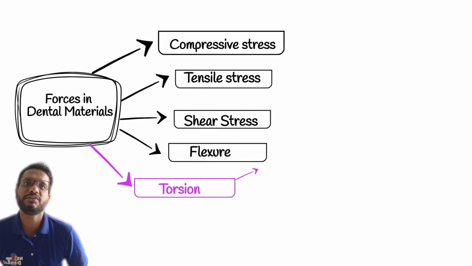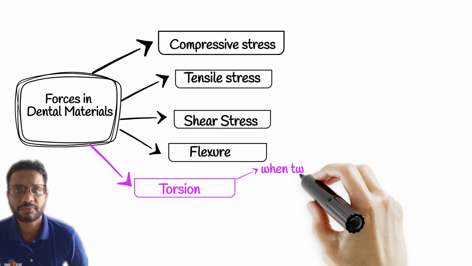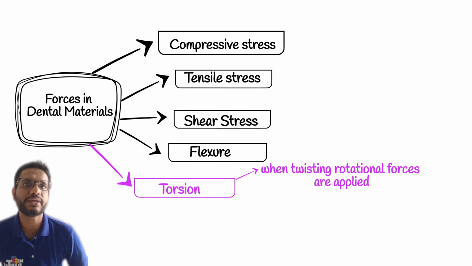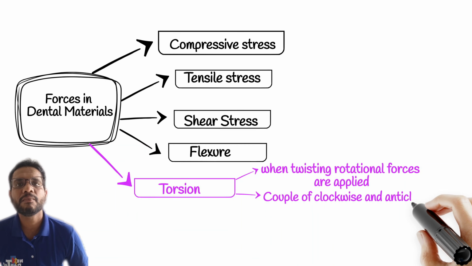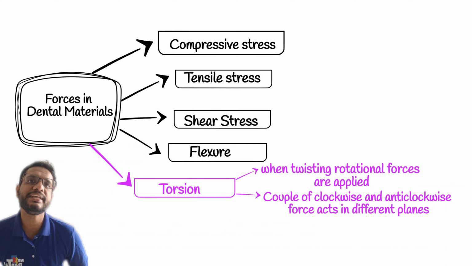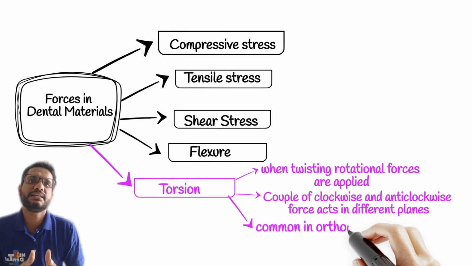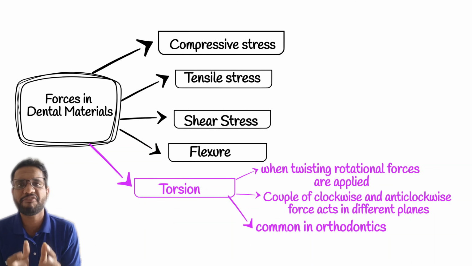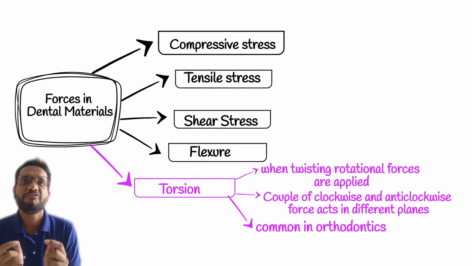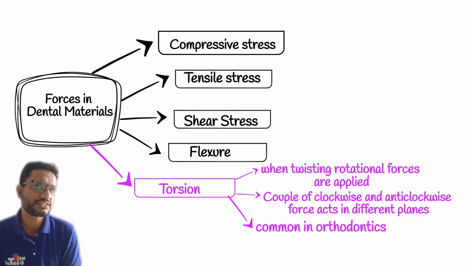Now the last one is the torsion. In torsion, twisting or rotational forces are applied. Here a couple of clockwise and anti-clockwise force acts in different planes, creating a torsion. So this stress is common in orthodontics, but a very practical example of torsional stress that I should give you right now is the fracture of the rotary files after they engage with the canal. This fracture occurs due to the torsional stresses only.